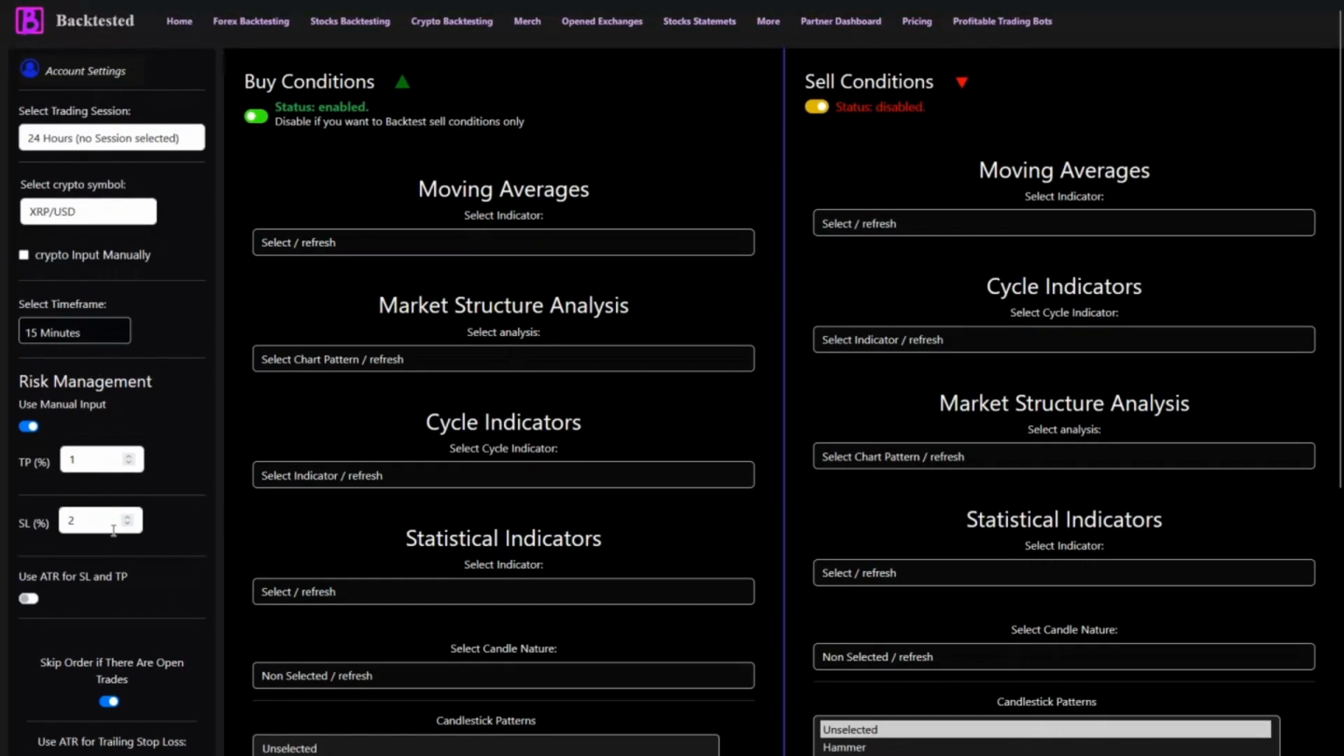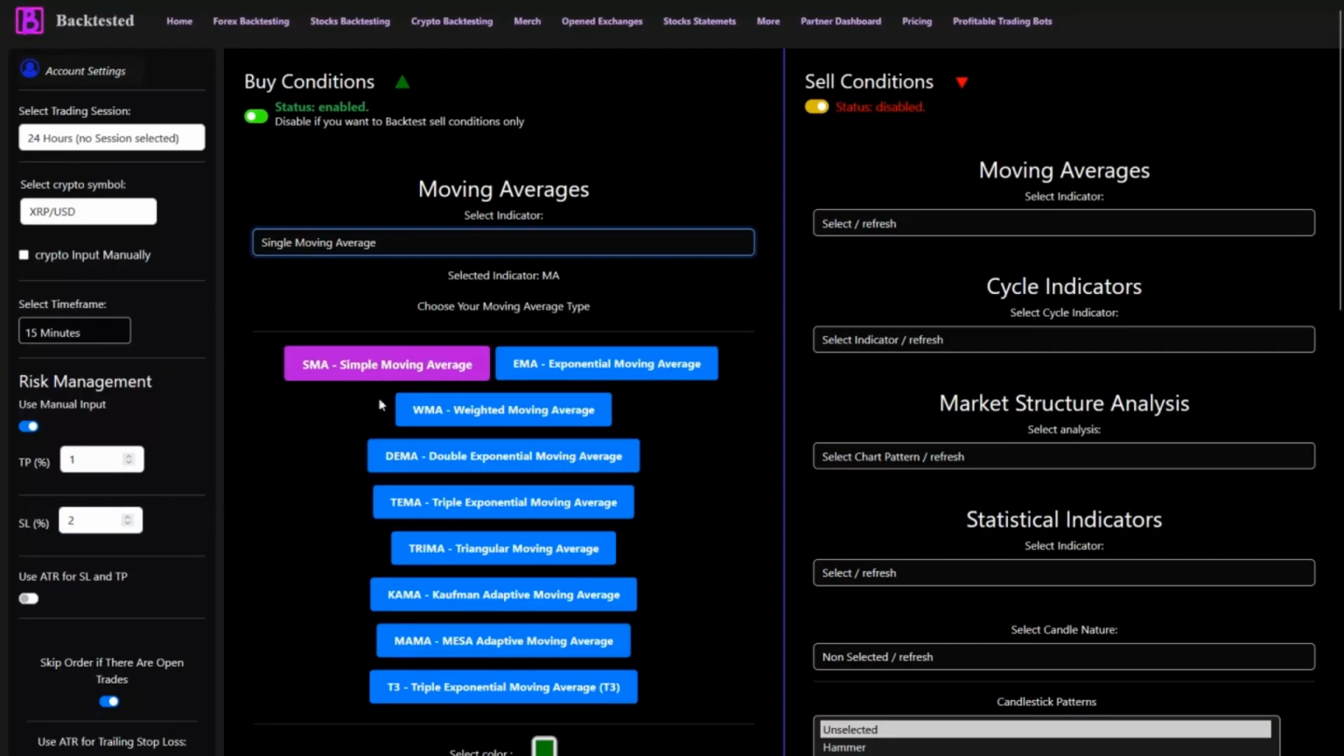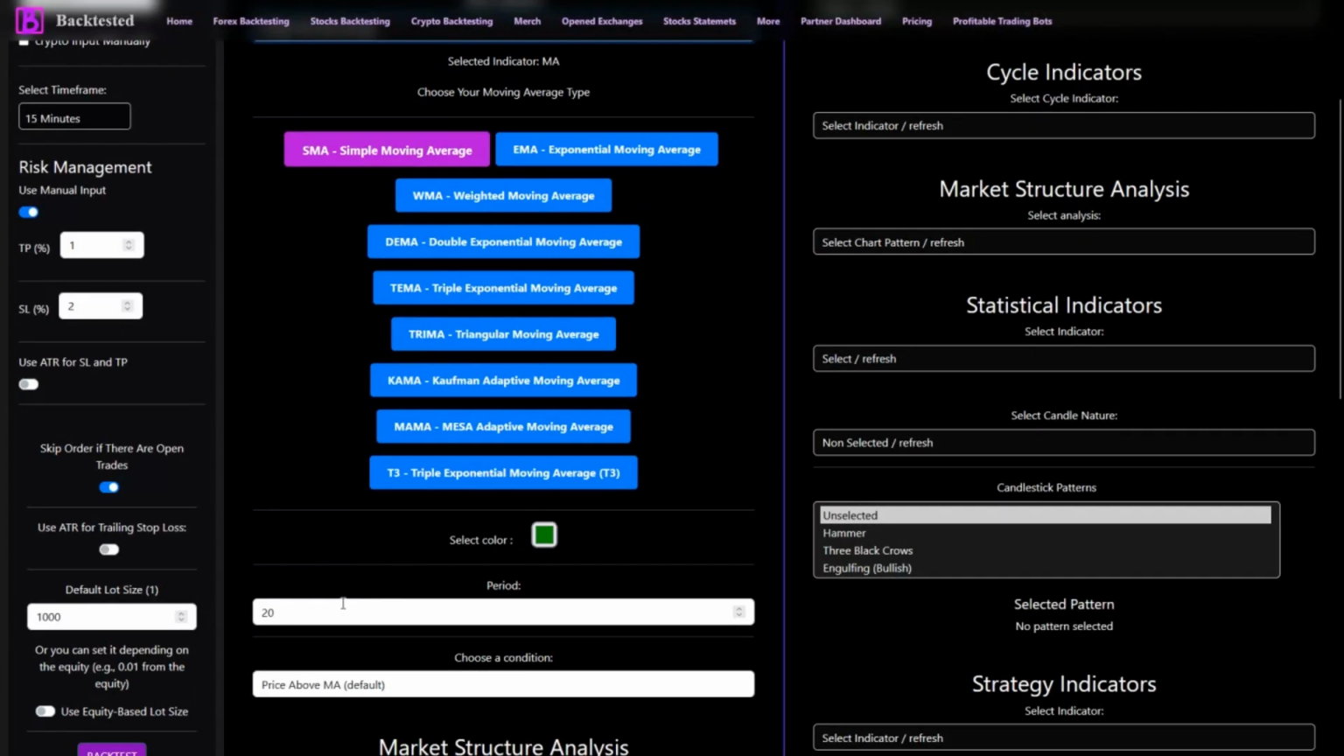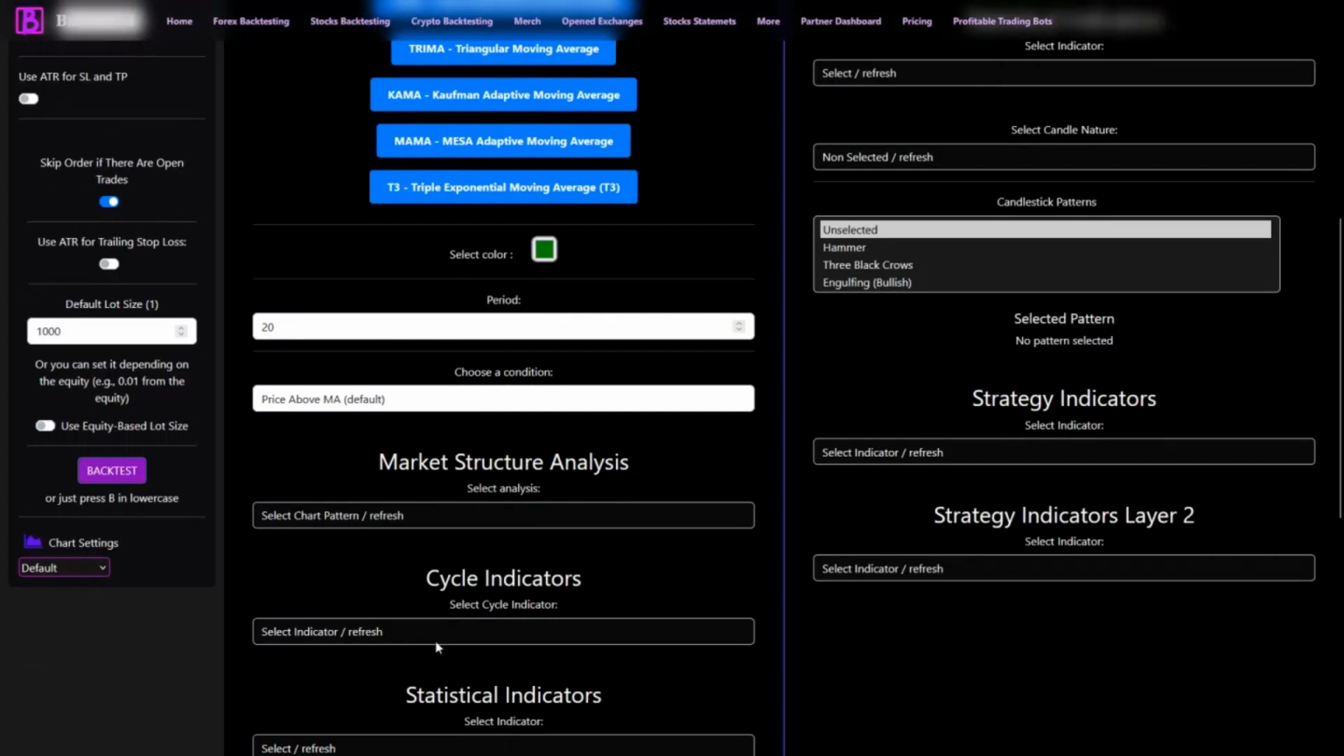So let's try adding a moving average condition to make it more aligned with the trend. All right, now, head to the moving averages drop-down and select single moving average. Keep the type as SMA and the period at 20. I will leave the color as green, and make sure the condition is that the price is above the SMA.